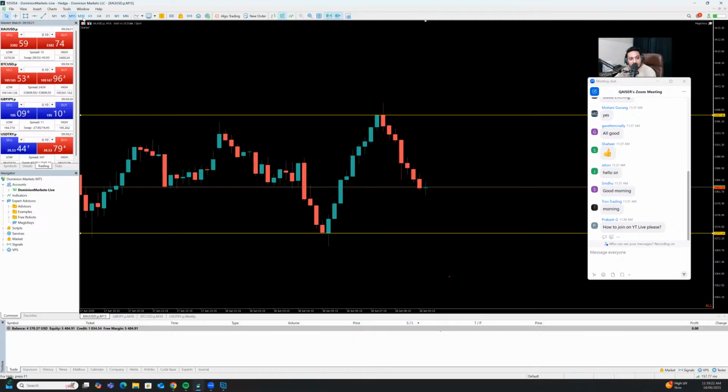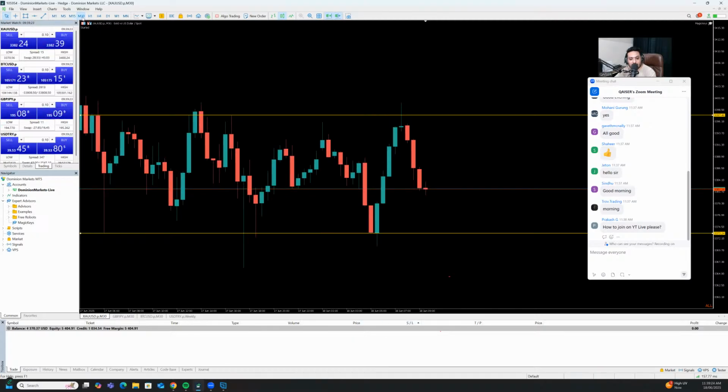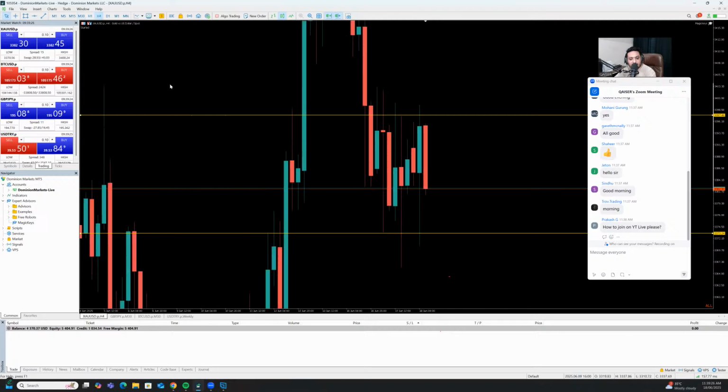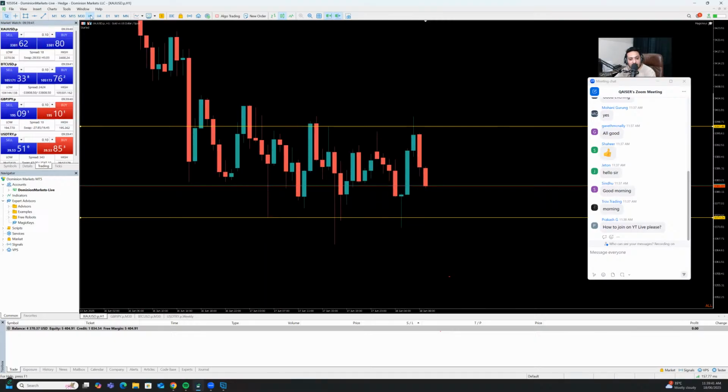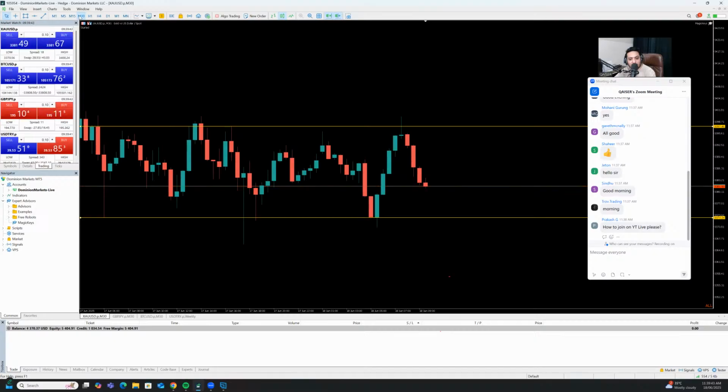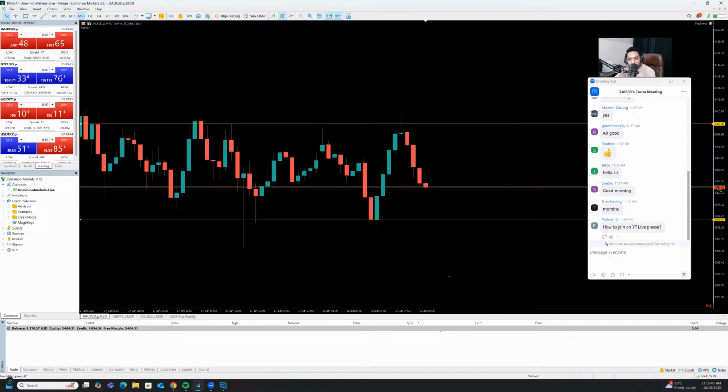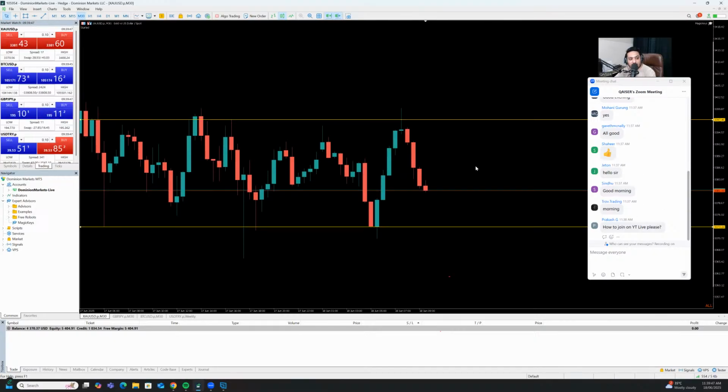Okay, so we are consolidating right now on the higher time frame of H4. Look at this H4 structure. It's clearly showing consolidation, a range of more than 200 pips. That's why we need to look at the lower time frame so we can grab some pips out of it. And later there will also be FOMC, so just be patient.